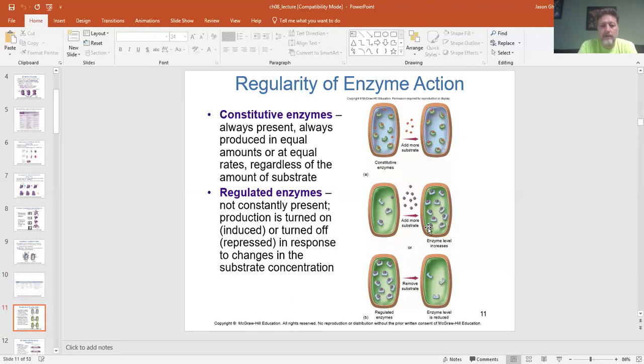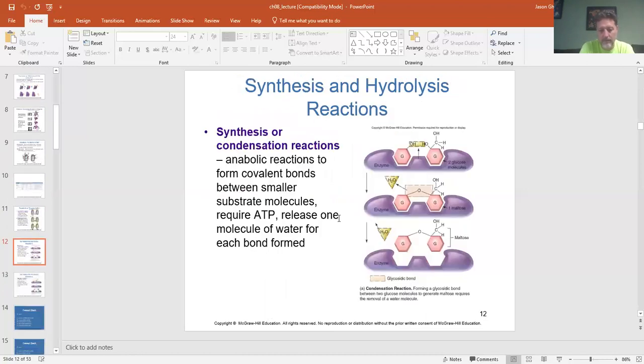Constitutive enzymes. These are ones that are always there, no matter whether we have a substrate, or we need the product, or whatever. They're always going to be produced. Regulated ones are ones that we don't have a set amount present, so they're either regulated by gene control or by the amount of substrate that is present. If we have more substrate, then we produce more of them. In other words, some examples we'll get to in a moment.